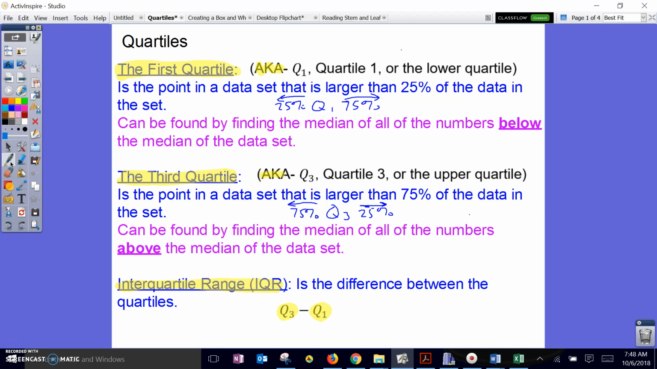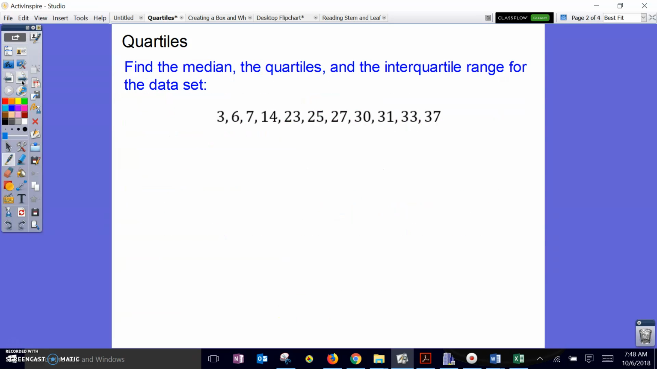Alright, let's look at a couple of examples based on these concepts. First data set, we're going to find the median, the quartiles, and the interquartile range for this data set. And you'll notice that this data set is already written in order from smallest to biggest, which we need it to be in order to identify the median and the quartiles. So the first thing I'm going to do is I'm going to find the median. And so I go in and count my way into the middle of this data set. And this number right here, 25, is the median. Okay, so my median is 25.